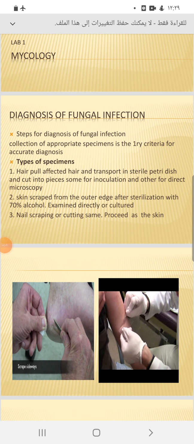Assalamu alaikum. Today our lab is about diagnosis of fungal infection. The steps of the diagnosis of fungal infection.